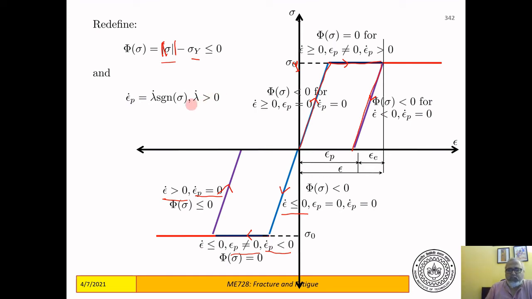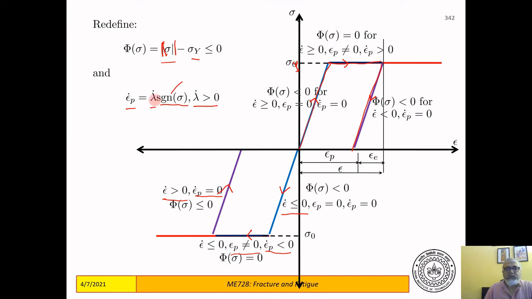Also, epsilon p dot I can define as lambda dot times sign of sigma. If I define it this way, then sign of sigma is -1 in this part. So in this part, epsilon p dot is negative and lambda dot is always greater than 0.